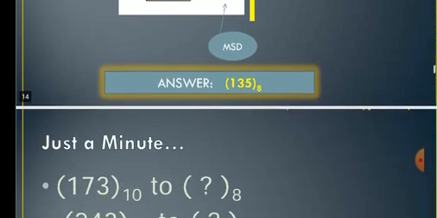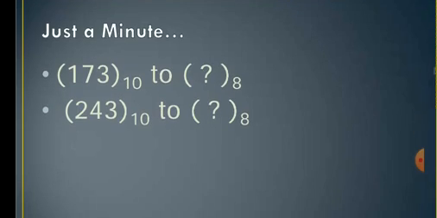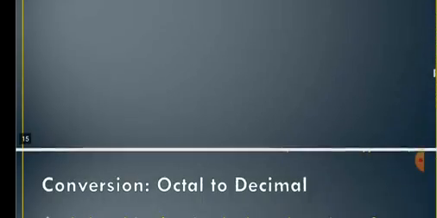I hope you understand. Make a note of these questions. You want to write the octal equivalent of the decimal number. First decimal number is 173. You should convert this 173 into octal. Next number is 243. You should convert this into an octal number by using this successive division method. Now we'll move on to the next thing.